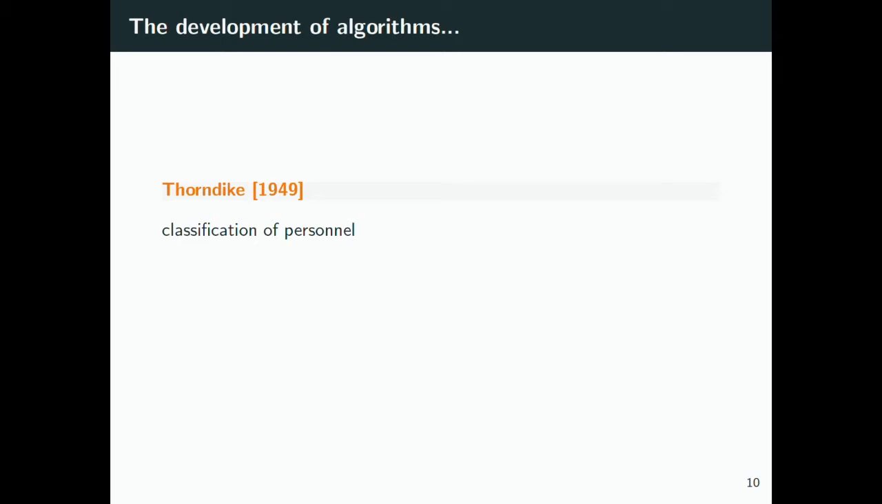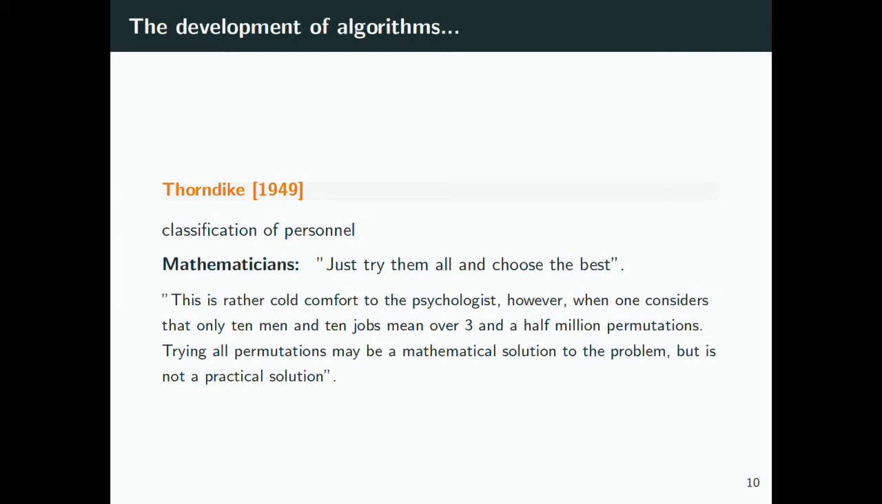They said, oh, well, this is a solved problem. Just try all the permutations and take the best one. He was kind of frustrated by this. To quote him, it is rather cold comfort to the psychologist, when one considers that only 10 men in 10 jobs mean over 3.5 million permutations. So maybe a mathematical solution, but it's not a practical solution.